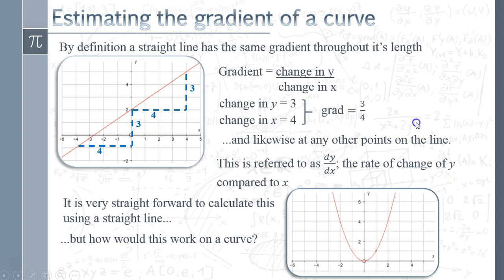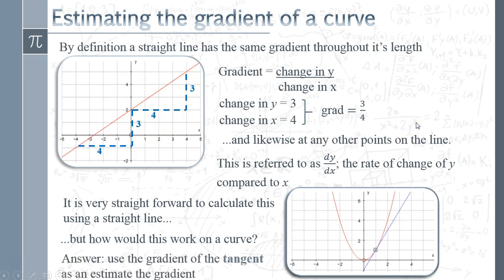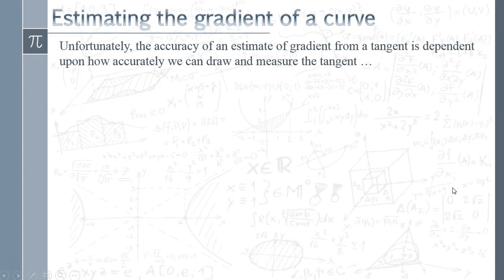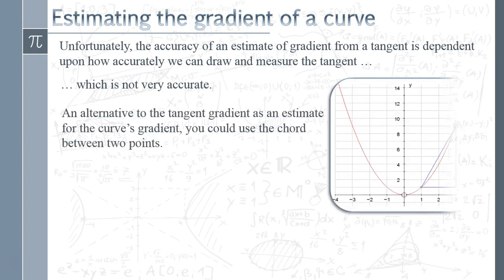One way of doing this would potentially be to use the tangent. We could draw a straight line as a tangent to the curve, get a ruler out, draw that line in, and say the gradient of the curve at this point is going to be the same as the gradient of the straight line, and we can do the whole rise over run thing on the straight line. The problem with that is it depends very much on how accurately we're able to draw the tangent, and generally speaking, the answer to that is not very accurately. So yes, we could use it as an estimation. You might have seen that at GCSE level, but it's not the greatest technique in the world, so we need something a little bit better.